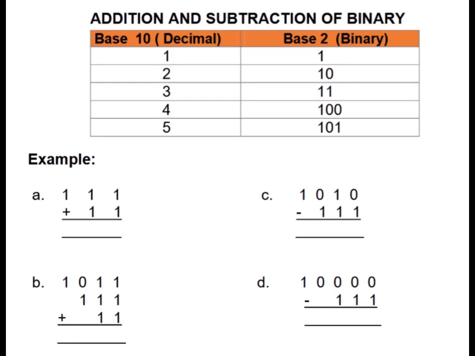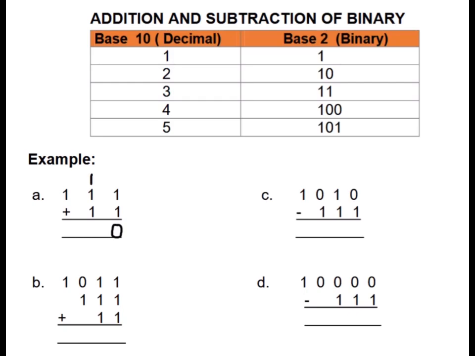So let's go to the example. We have 1 plus 1 in base 2. So 1 plus 1, our answers must be in base 2. 1 plus 1 is 2. 2 in base 2 is 1, 0. So I'm going to write 0 and take the 1 to the next.